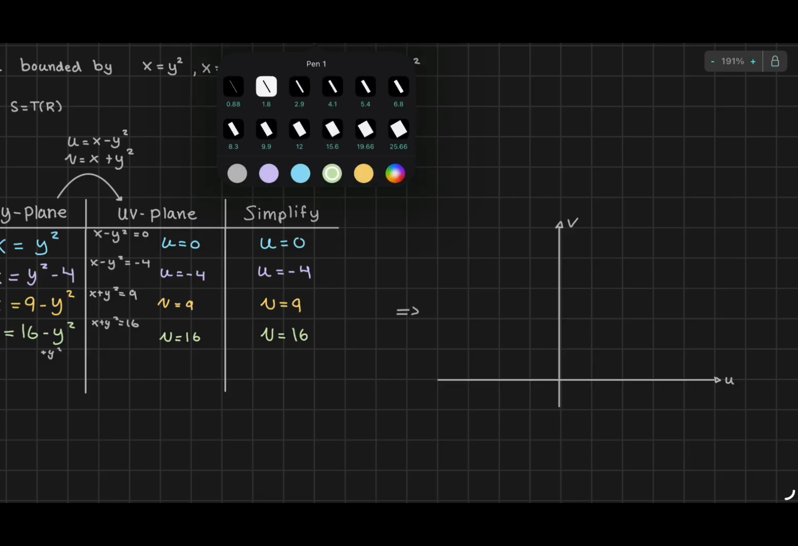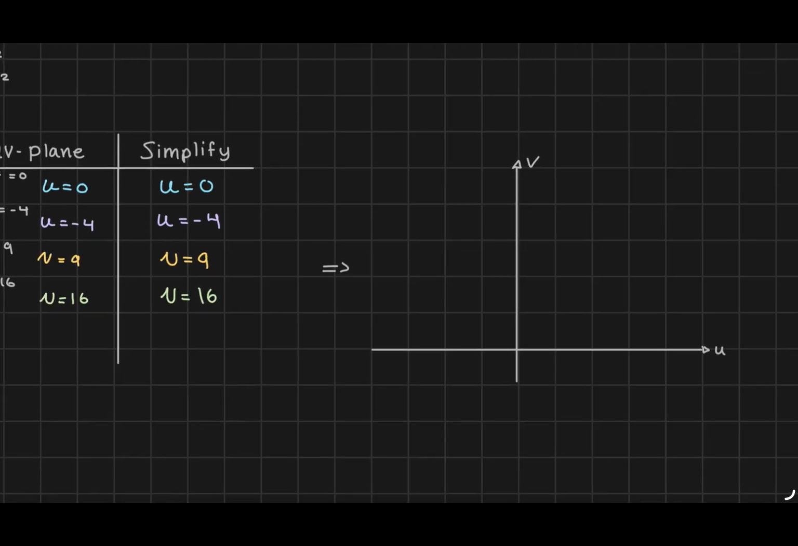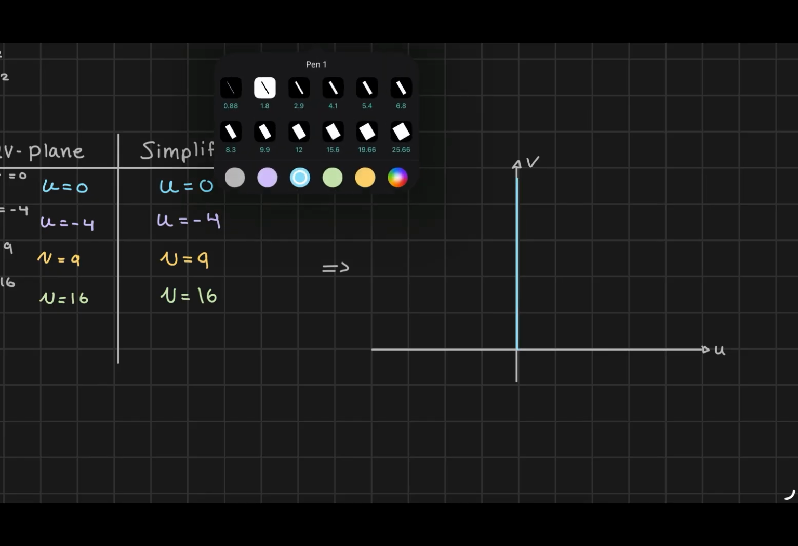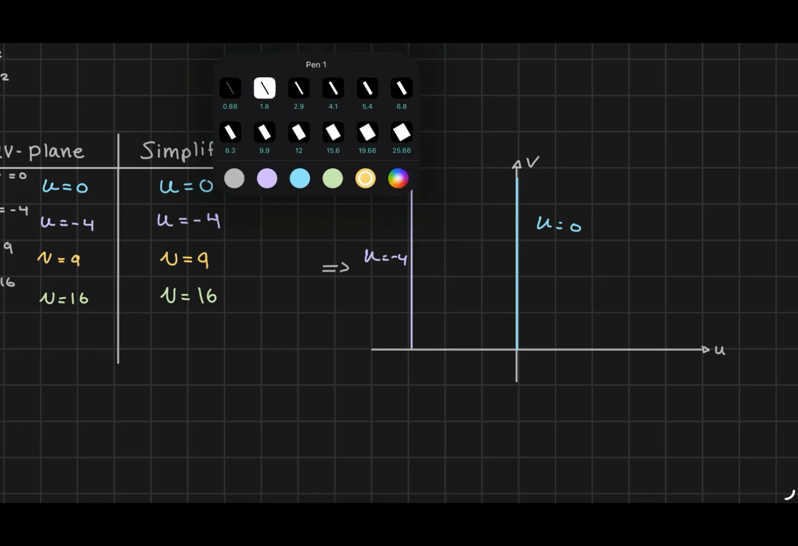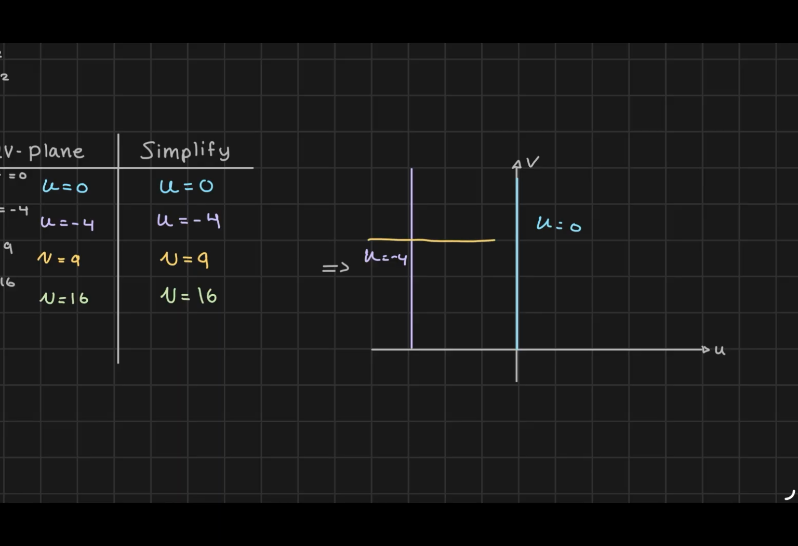Now let's go ahead and graph this. u is equal to 0. That's just going to be this right here. We don't know what it looks like quite yet. u is equal to 0. u is equal to -4. Excuse the butchered scale I'm going to be using here. I always use bad scale. This is u is equal to -4. This is u is equal to 0. Okay. Well, what are our v looking like? v is equal to 9. And v is equal to 16. Looks like we're going to have just a square here, a rectangle.